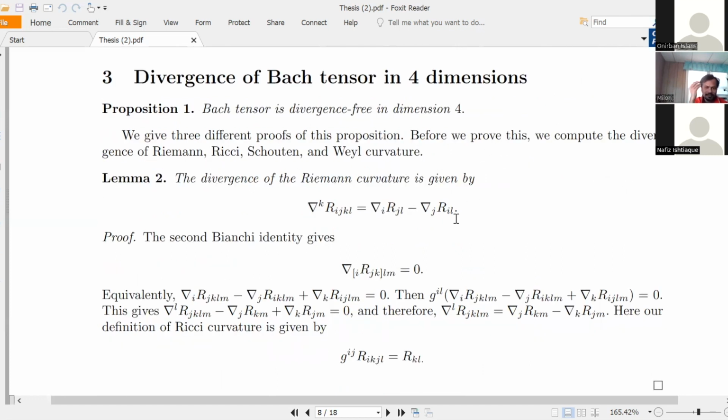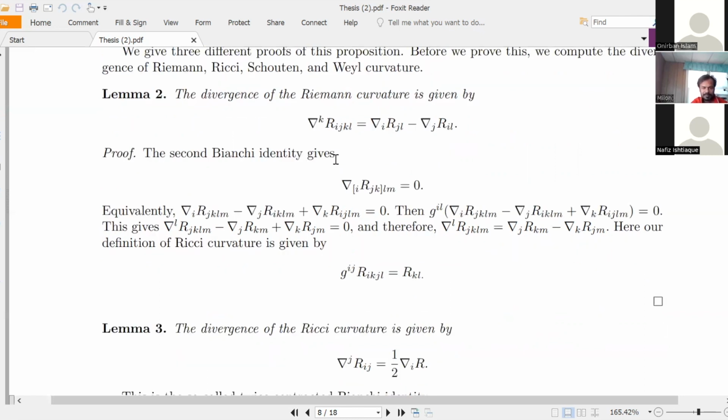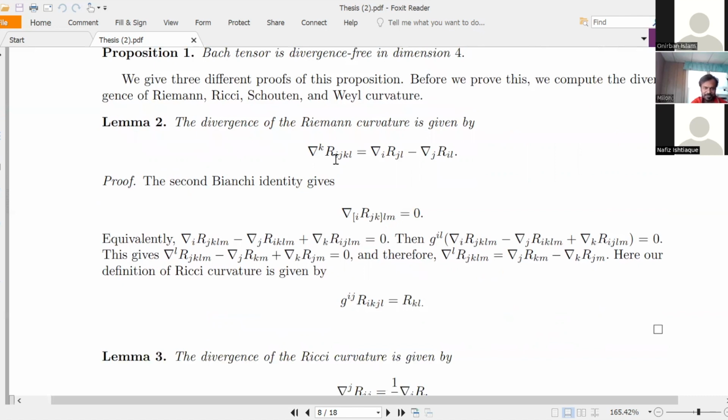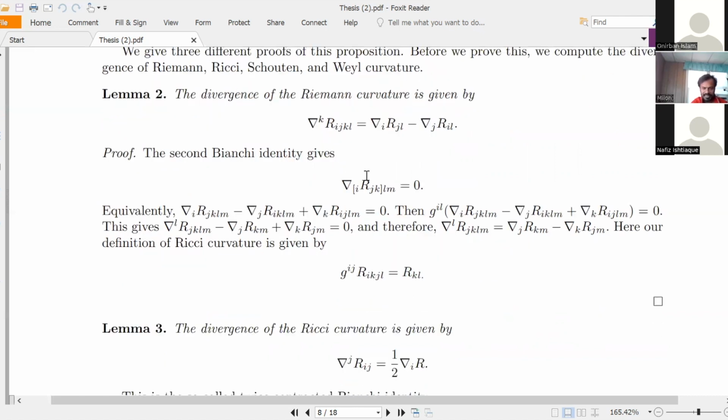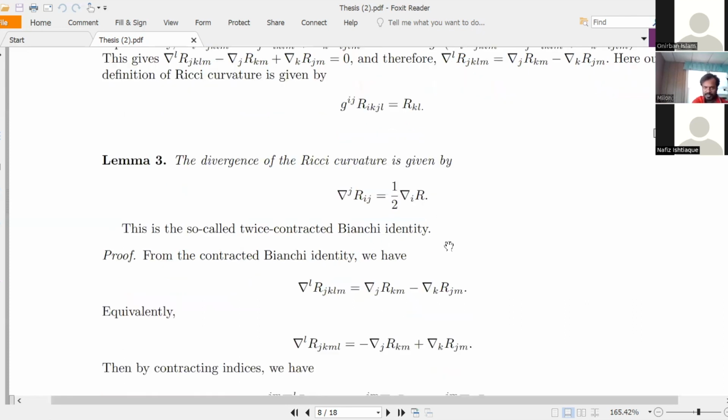So to prove this result, you need to recall some baby Riemannian geometry. Whatever I'm doing right now, signature doesn't matter. This is the formula for the divergence of Riemann. It's a very standard thing. It comes from the second Bianchi identity, and the second one is the divergence of Ricci. The divergence of Ricci is the gradient of scalar curvature, which is the twice contracted Bianchi identity.